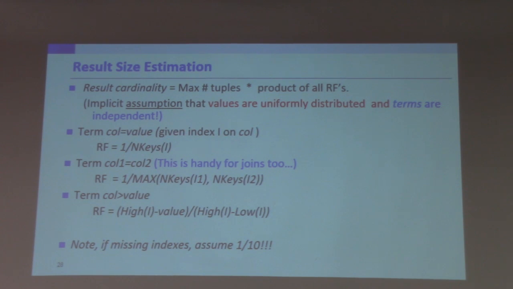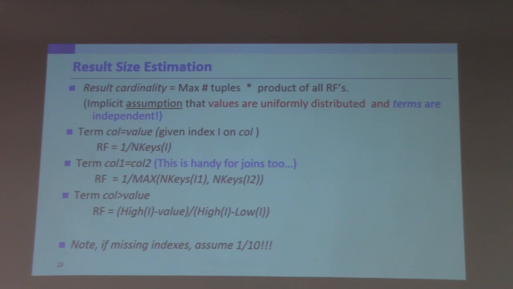With what we said from last lecture, from last slide, we can easily derive this relationship right here, which is the cardinality of your result, meaning the number of tuples in the output, is essentially the max number of tuples from the input multiplied by the product of all reduction factors. Reduction factor is the same as query selectivity here. Okay?